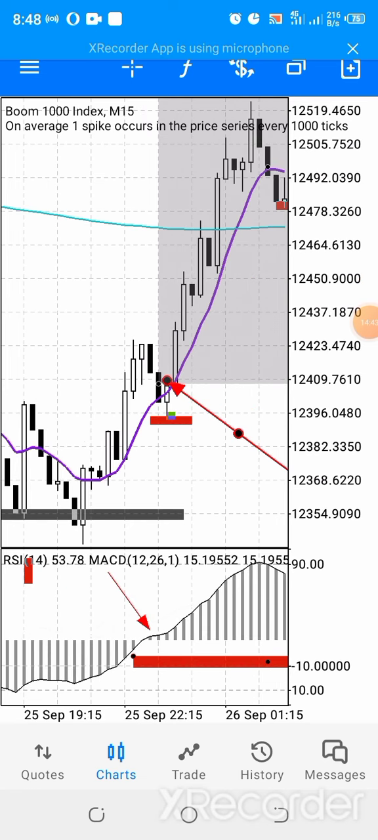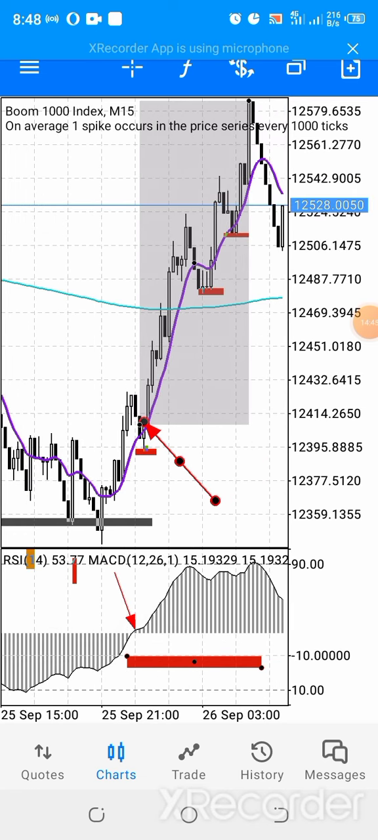Okay, continuously you can see the next thing happened here. Price came out here, retested again, and this time around it closed back up. Okay, and this was the next entry here.